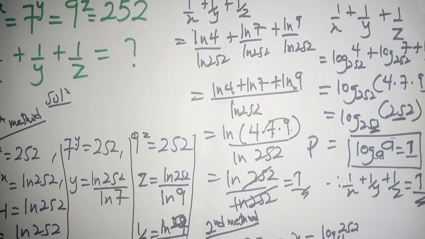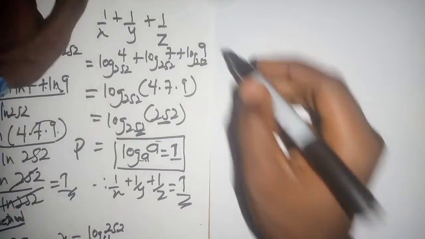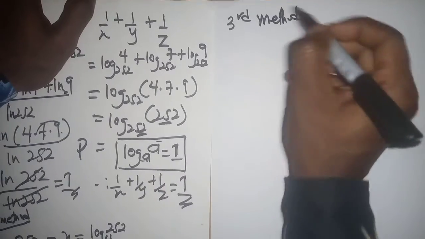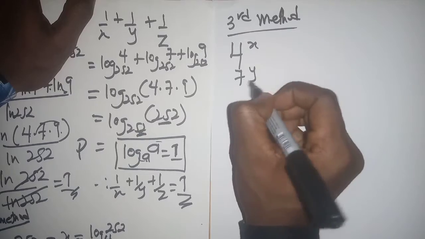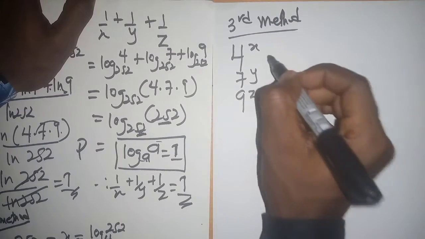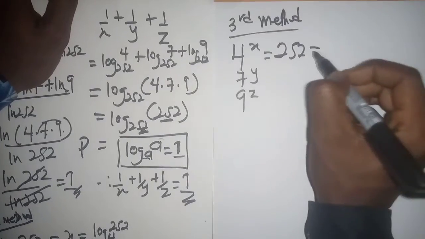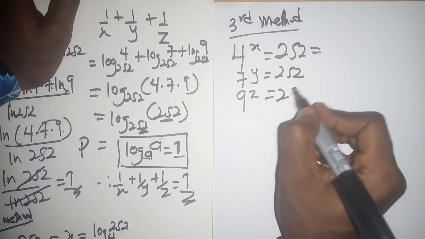Now, this is the second method. Now, let's look at the third method. With the third method, remember, it is 4 to the power x, 7 to the power y, and 9 to the power z, right? Now 4 to the power x is equal to 252, and 7 to the power y is also equal to 252, and 9 to the power z equals 252.